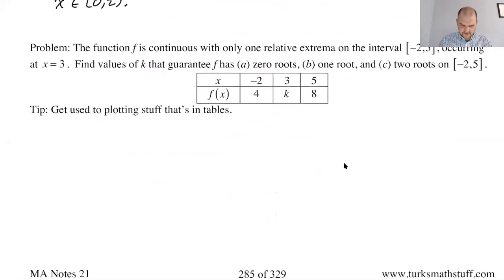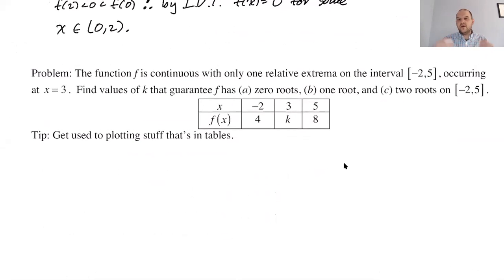All right, let's see. Function f is continuous, okay, with only one relative extrema. So now I'm throwing extra information in there. What's a relative extrema? A relative extrema is either a maximum or a minimum. So that's all it means. It's a relative extreme value. What's extreme? It's the maximum. It's the minimum. Those are extremes on the interval from -2 to 5, occurring at x equals 3. Oh, we know where it happens. Okay. Find the values of k that guarantee f has a, 0 roots, b, 1 root, c, 2 roots between -2 and 5.